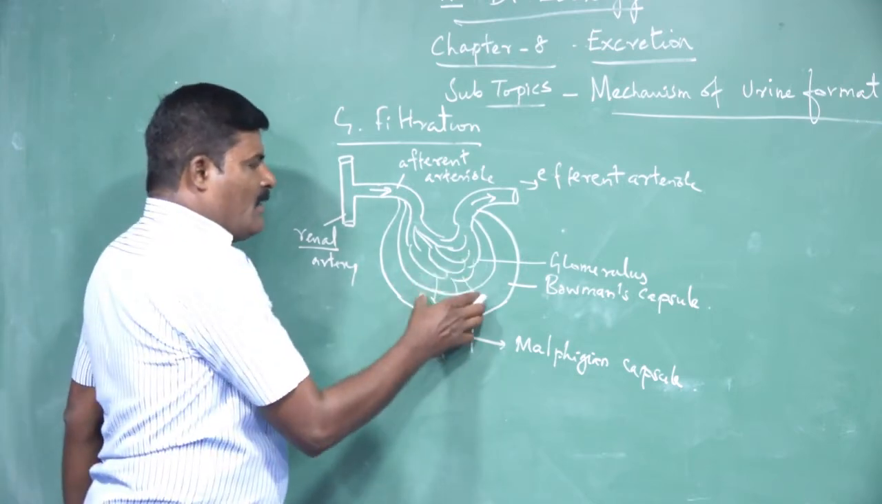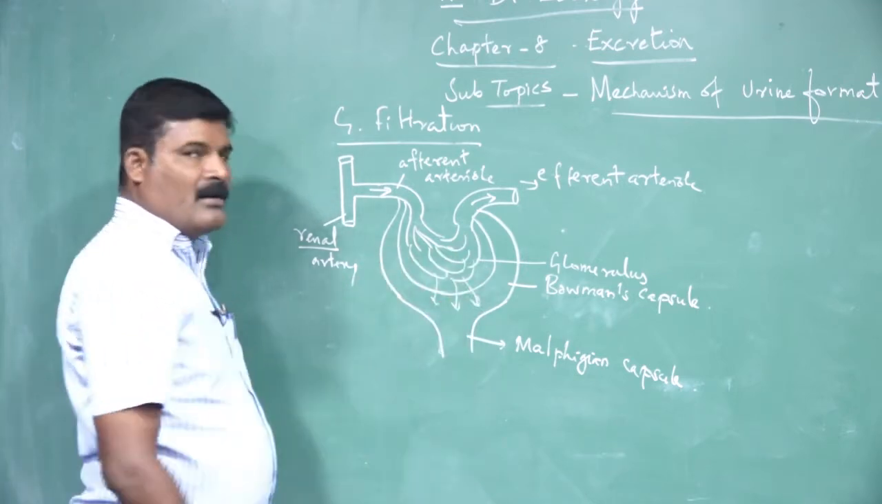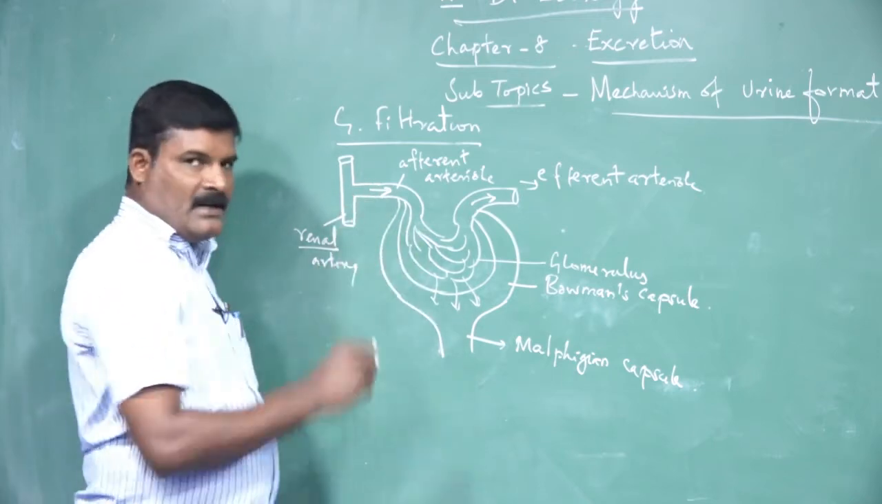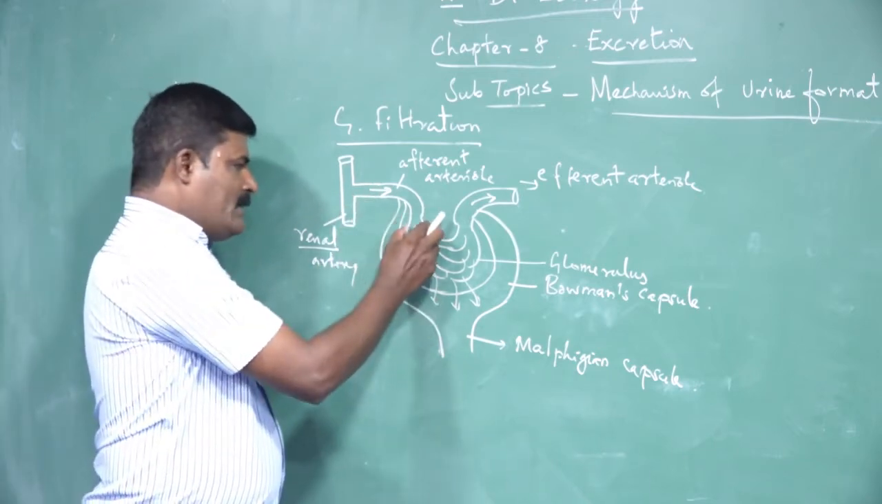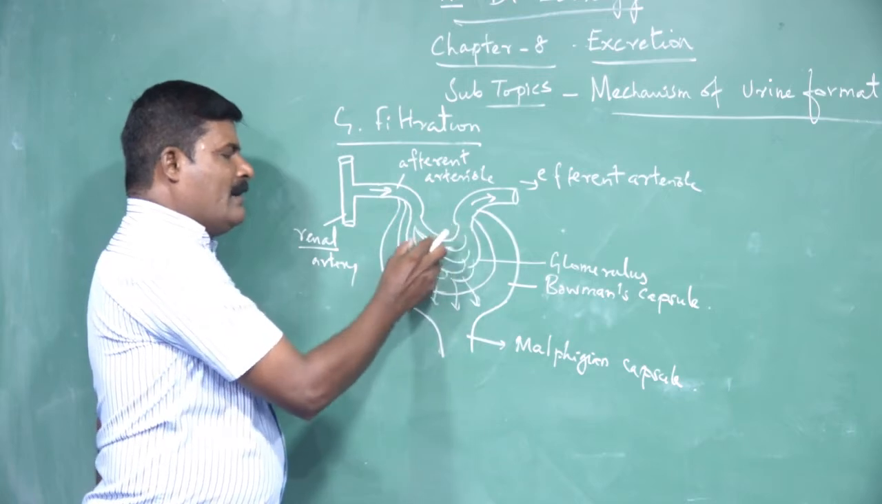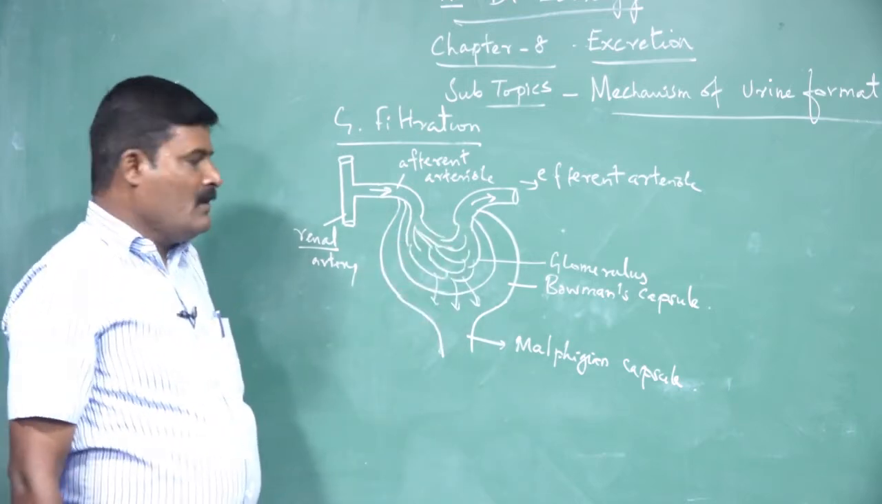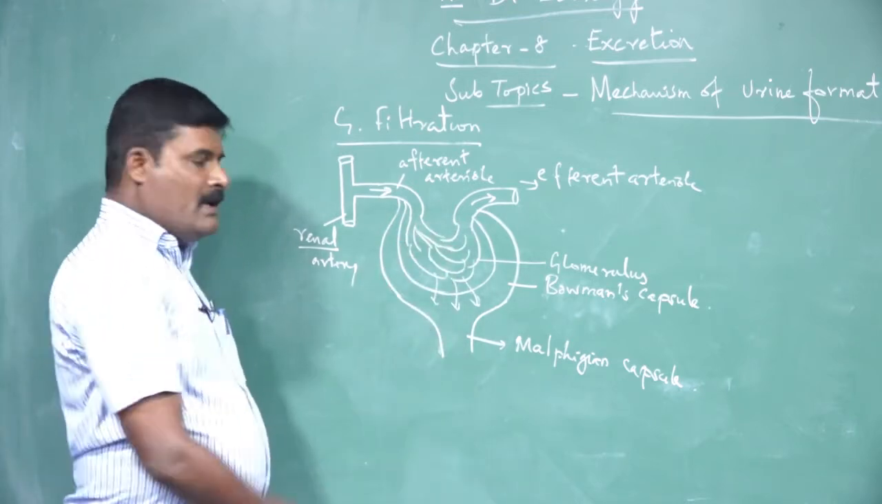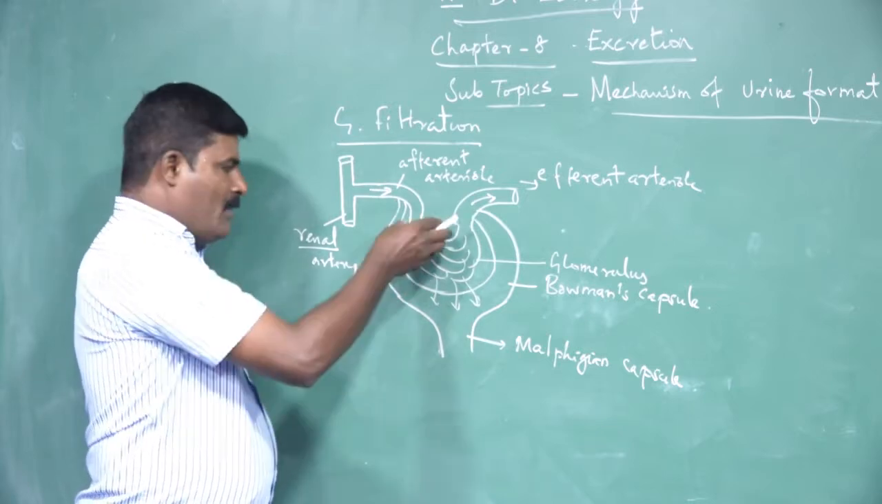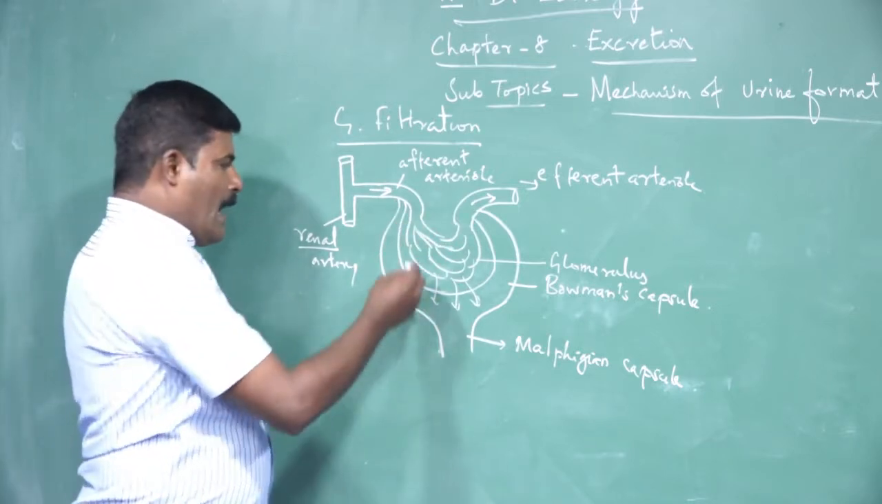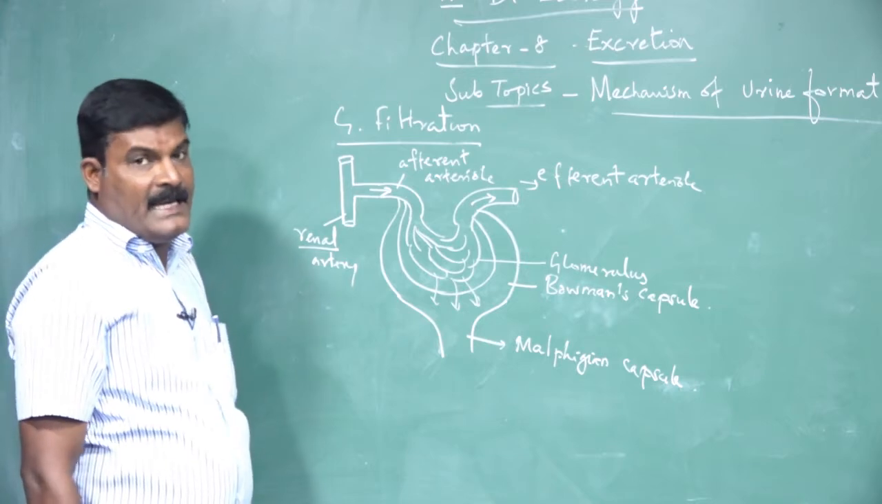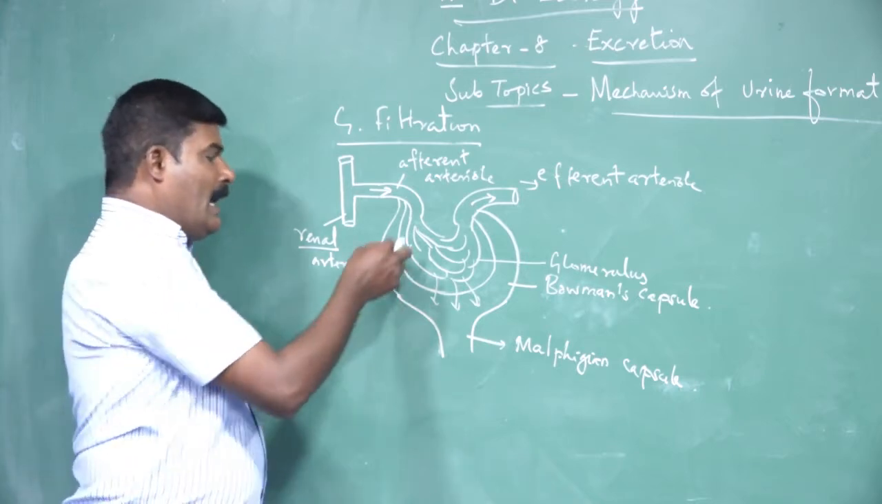How is it possible for the blood to filter here? Due to two forces. One is the hydrostatic pressure formed in the glomerulus, so a high pressure is formed here. The glomerulus has a large surface area, which has the glomerular membrane.